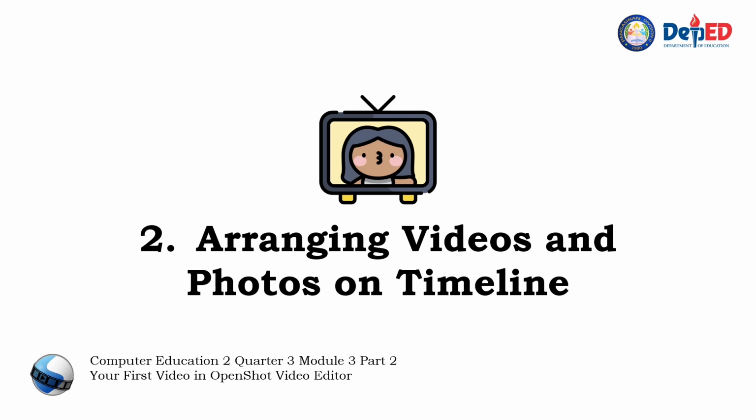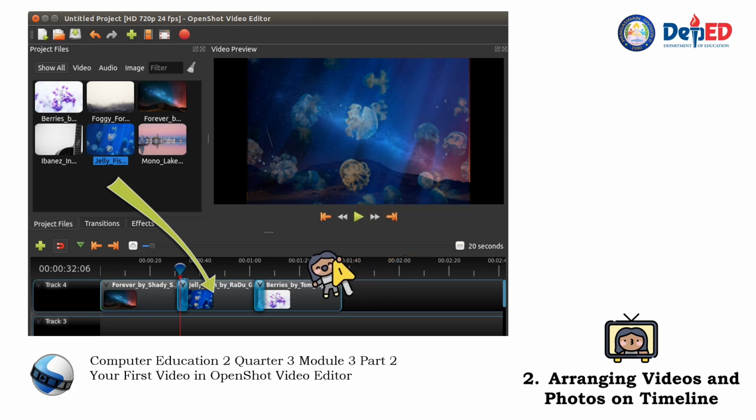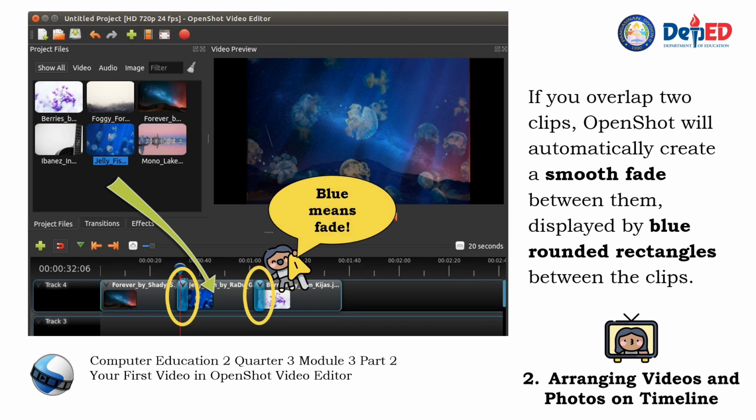Arranging videos and photos on timeline. In the timeline, arrange your photos in the sequence you want them to appear in your video. You can rearrange the clips as many times as needed by simply dragging and dropping them across the timeline. If you overlap two clips, OpenShot will automatically create a smooth fade between them, displayed by blue rounded rectangles between the clips.